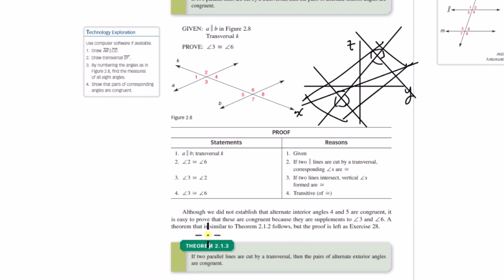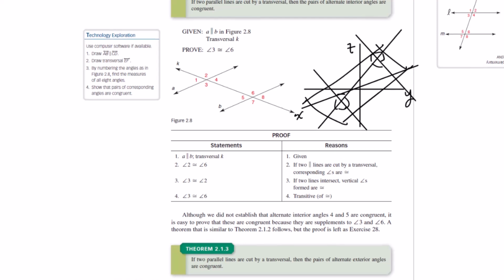So a theorem that is similar to the alternate interior angle congruence theorem follows, but the proof is not shown here. All right, if 2 parallel lines are cut by a transversal, then the pairs of alternate exterior angles are congruent. So yeah, just notice with these 2 theorems, it's not just 2 lines being cut by a transversal, it's 2 parallel lines. So just keep that in mind. So not only are alternate interior angles going to be congruent, but alternate exterior angles are going to be congruent.